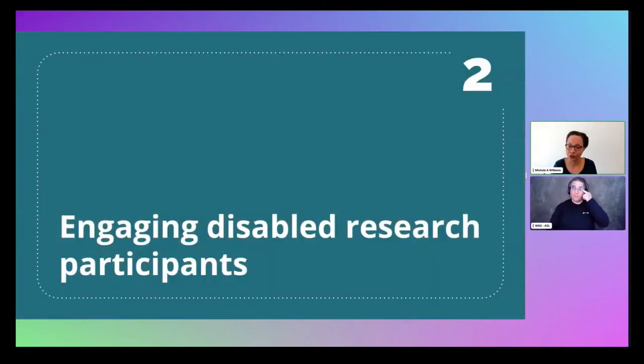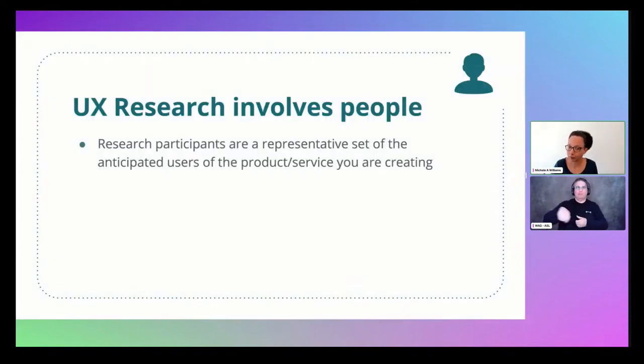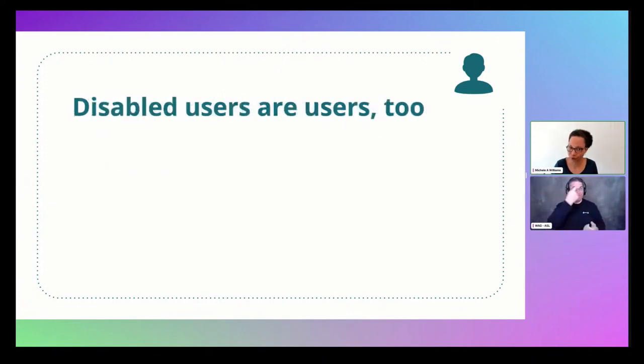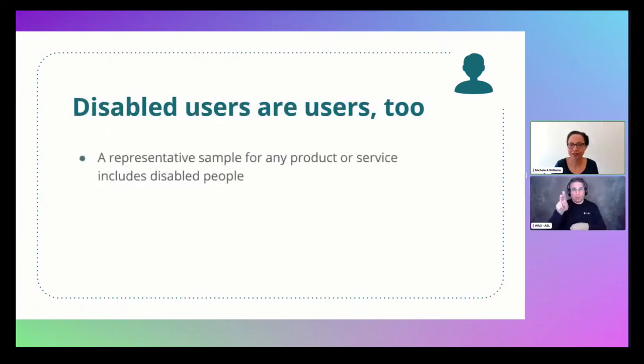So now we get into section 2, engaging disabled participants. UX research involves people. The research participants are supposed to be a representative set of the anticipated users of the product or service you are creating. So if that's the case, disabled users are users too. A representative sample for any product or service includes disabled people. And when I say disability here, I'm including the entire diversity of physical, cognitive, neurological. Nonetheless, disability is going to be represented.